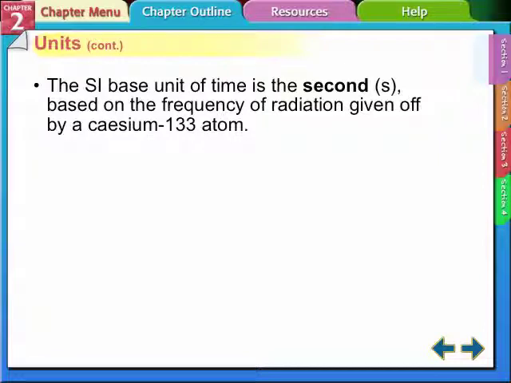The SI unit for time is called the second. It is based on the frequency of radiation given off by a cesium-133 atom. That's actually how we determine what a second is. It used to be based on an event, but we don't want to do that anymore. Scientists have decided that they want to tie it to some physical event that occurs in the universe.